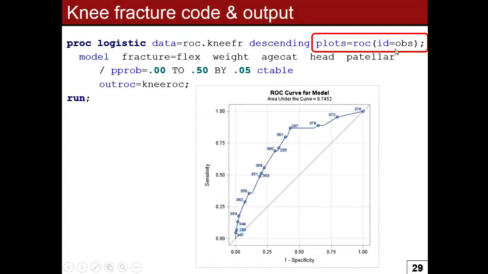Here it is with the ID obs option. And again, here we go. And so here you're like, wait a minute. I see 376, 373. There's a lot of people in the data set. Where's all the other points?